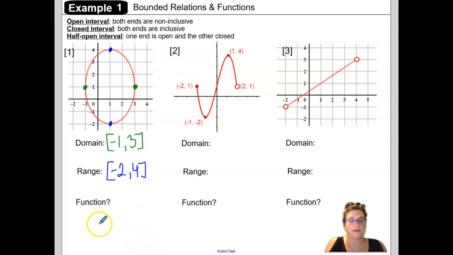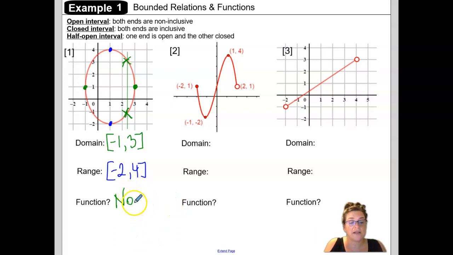Okay, then we want to decide, is this a function? And we can use the vertical line test to make that determination. So if I go ahead and make a vertical line here through my graph, I can see that this vertical line hits or intersects the graph in two places. That fails the vertical line test, and so no, this is not a function.